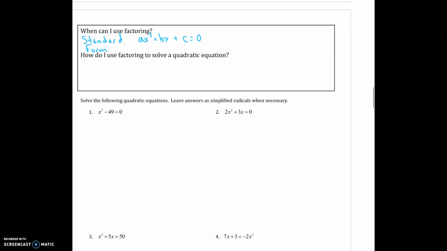So for instance, the first two problems are in standard form. It goes x squared, there is no x term, then I have my constant and it equals 0. In the second one, there's the x squared term, the x term, there's no constant, but it equals 0.